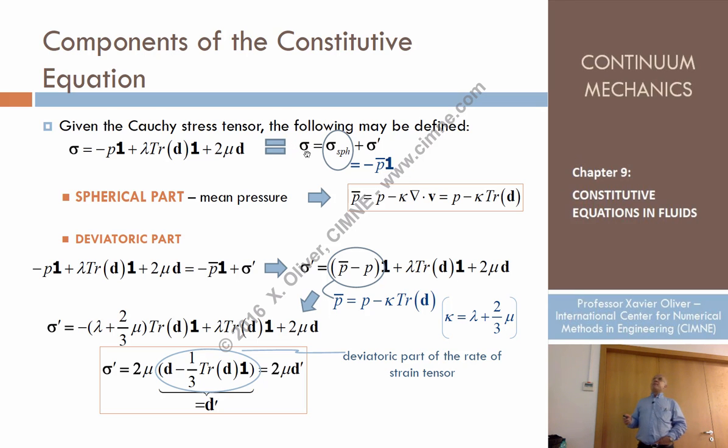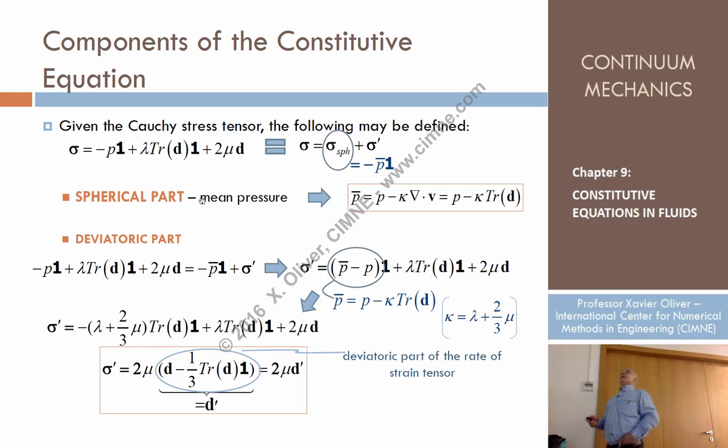Again, what we did. Maybe you can remember that, as we always can do, we can split the stresses into the spherical part and the deviatoric part. And the definition of the spherical part is minus the mean pressure times the identity. What is the relation of the mean pressure with respect to the trace of D, which is the divergence of v? We already got that.